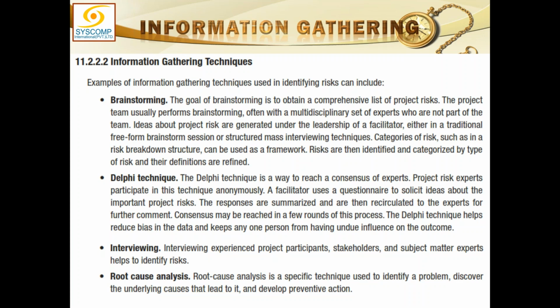Risk can be identified and categorized by type of risk and their definitions are refined. Now, it has not explained brainstorming in much detail, but it has hinted about it. It says ideas are generated under the leadership of a facilitator, either in a traditional free-form brainstorming session. So this free-form brainstorm session indicates the creativity part of it. So he has actually mixed the creativity thing with the logic thing. The categories of risks are provided. Free-form facilitation is provided in which ideas are coined to the group and the group is asked to now think freely. Now this is the brainstorming thing which supports creativity, out-of-the-box thinking.